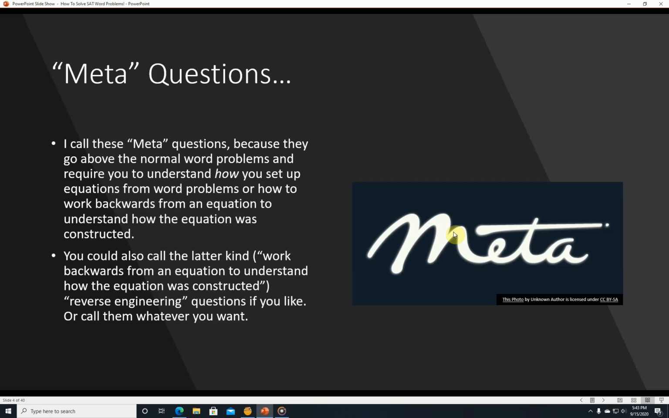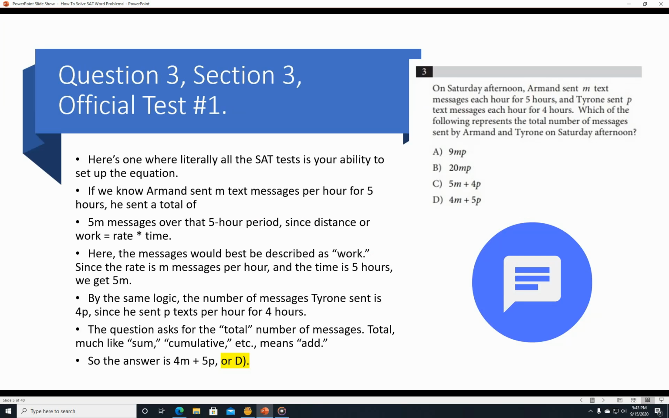You can't. So, meta questions. I call these meta questions because they go above the normal word problems and require you to understand how you set up equations from word problems, or how to work backwards from an equation to understand how the equation was constructed. You could also call the latter kind, that is, work backwards from an equation to understand how the equation was constructed, reverse engineering questions if you like. Or call them whatever you want.